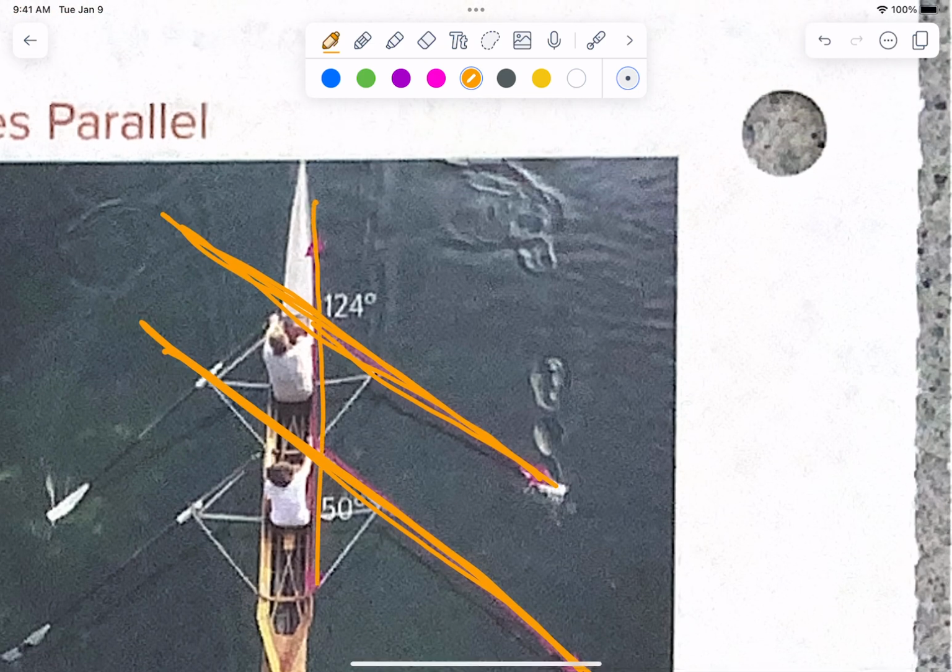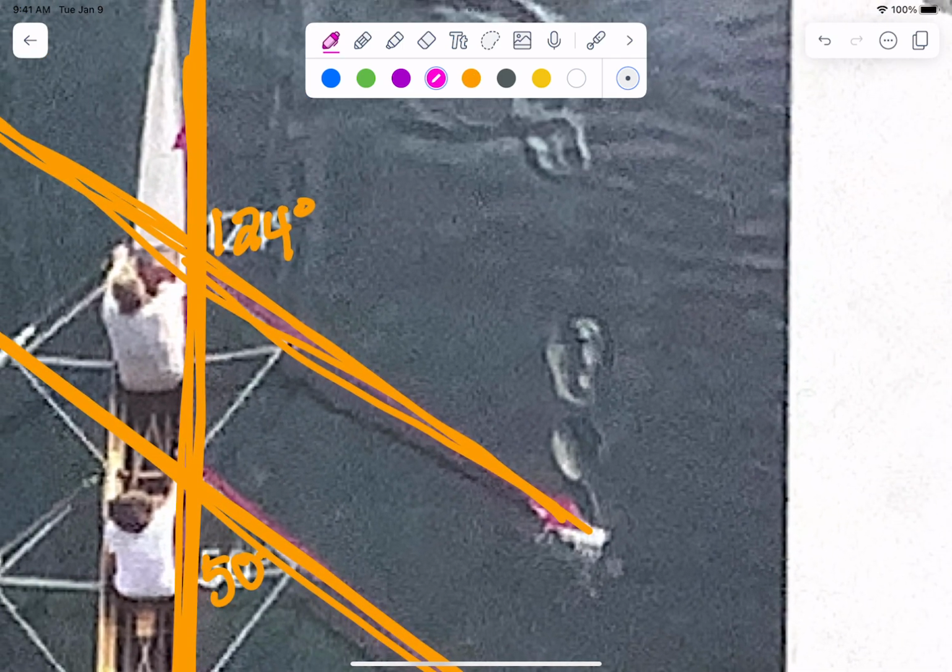This guy, I don't know if you see this little red line right here, he is a transversal. And the only thing that we have labeled is that this is 50 degrees and that this is 124 degrees. All right, so let's talk through this. Are those two lines going to be parallel? Ethan's shaking his head no. How did you arrive at that conclusion? Not added up to 180.